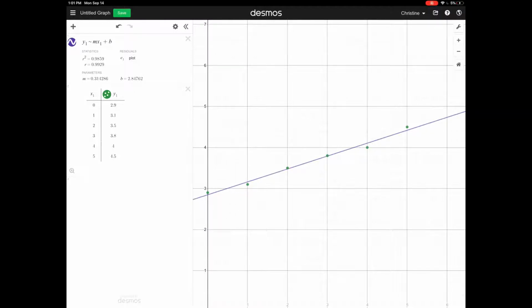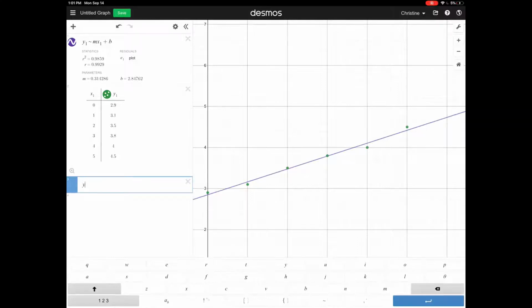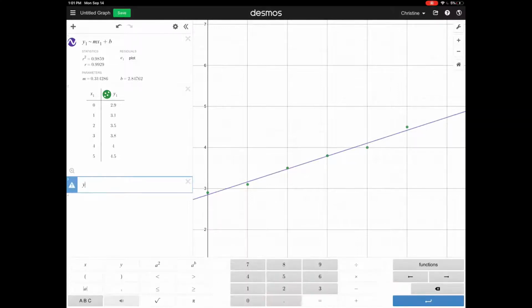Okay, then also it says in the parameters up there in equation 1 that your slope is 0.314286, and your B, or your y-intercept, is 2.84762. So there we have our equation. So I'm going to go ahead and just write it down. Y equals, and then you can write it down on your note page. So this would be your answer to question 8.